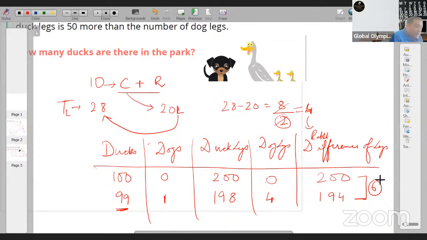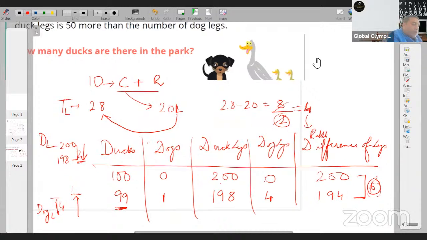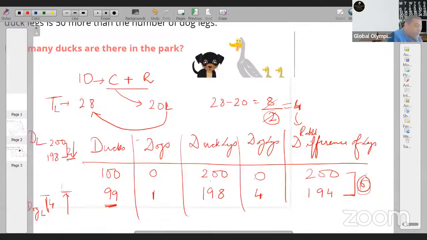Now let's look at why it happened, understand this. So let's say you have duck legs here and the dog legs are here. You have a number here, 200. You remove 1 duck, you come down by 2 and you come down to 198. Correct? And you get 1 dog here, you go up by 4. So 2 from this side, 4 from this side, the gap reduces by 6. And that is the 6. Correct? Understood?